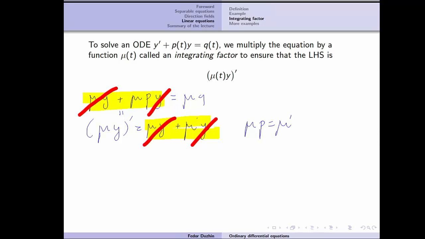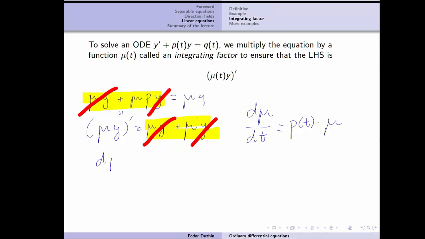Or we can interpret this as a differential equation in its own right. So let me rewrite it as a proper differential equation. So this is d mu dt equals p of t times mu, where p is a certain specific expression of t. That comes from the original differential equation. Well, this is a separable equation on mu that we can solve, so let us do it.